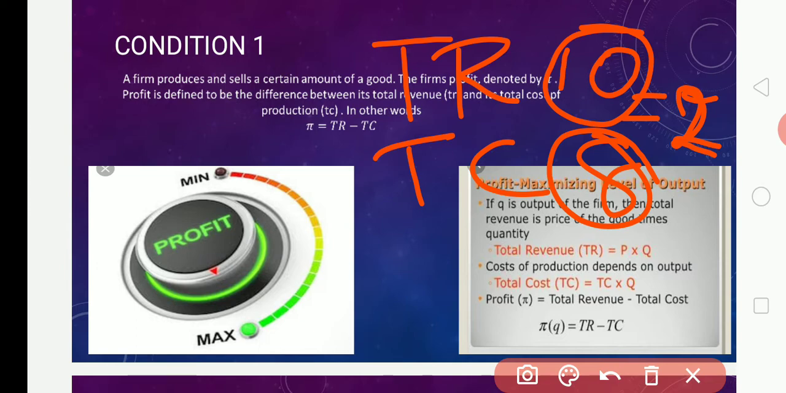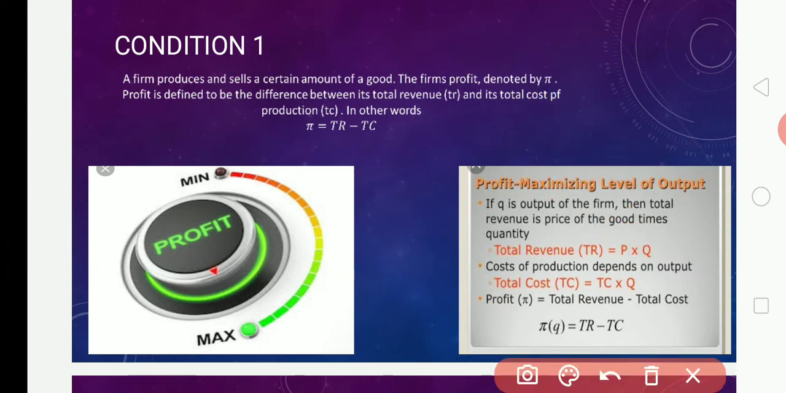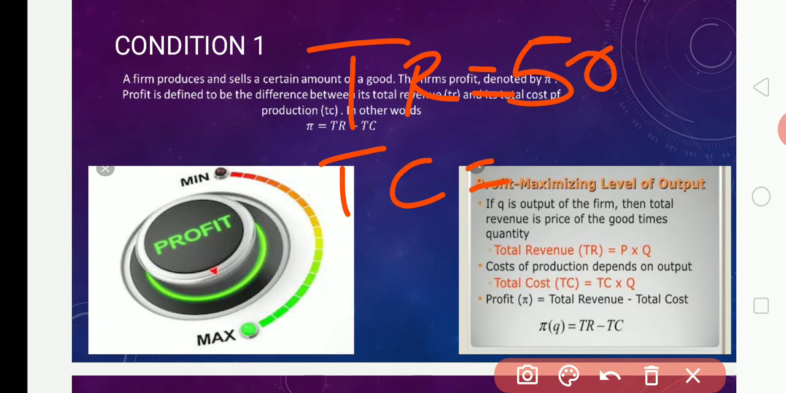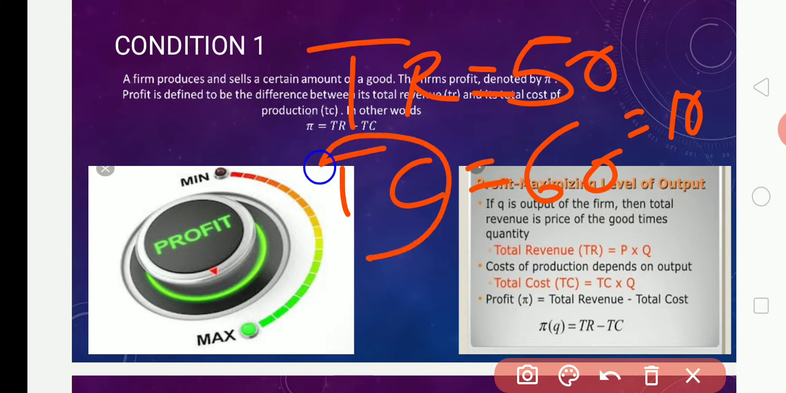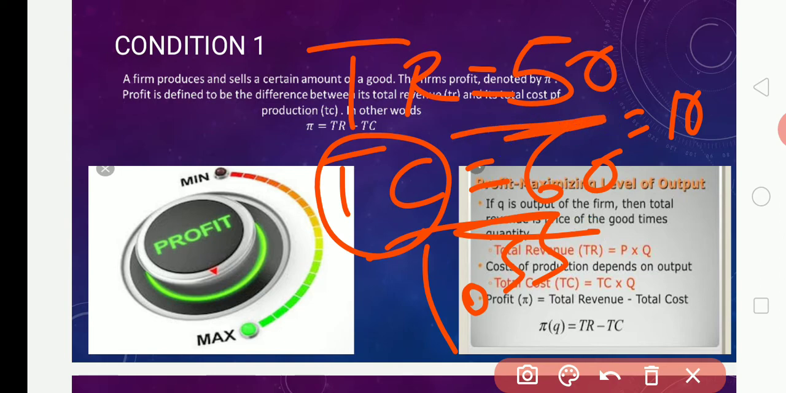Suppose total revenue is 50 and total cost is 60. What is the difference here? Between 50 and 60, 10 is the difference. Which is greater? Total cost is greater. Which is lesser? Total revenue is lesser. That means the firm will attain a loss under this situation because the cost is more but the revenue is lesser.